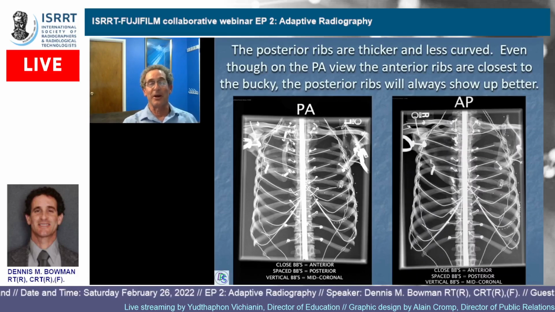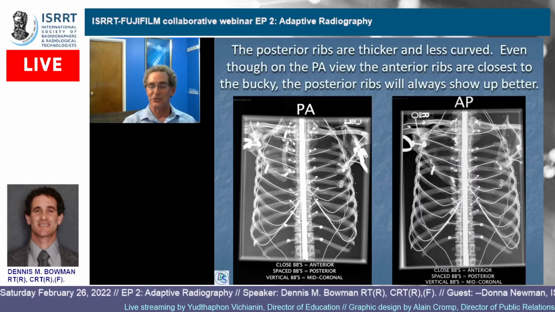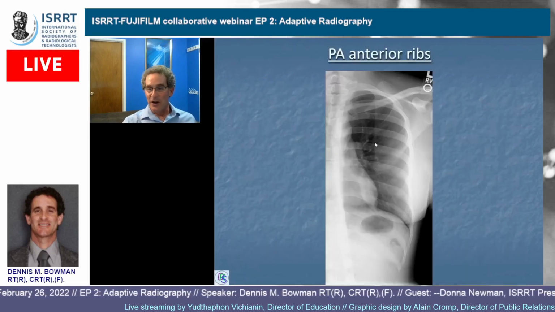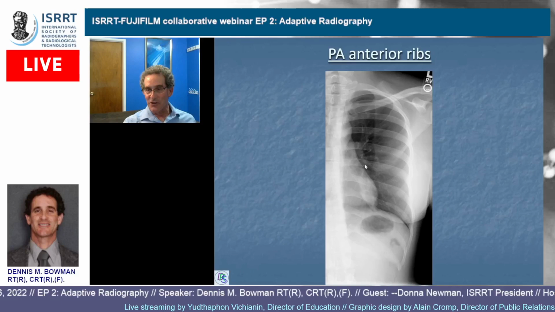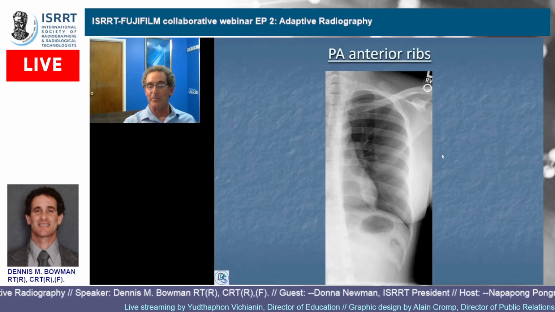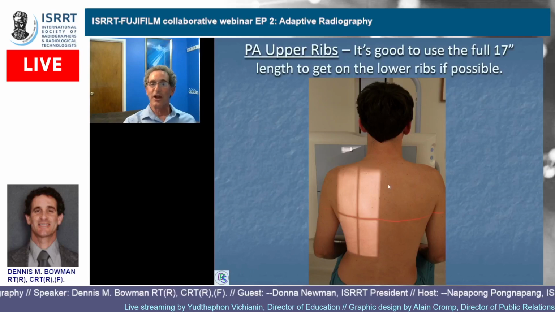So it's a good thing I wasn't the radiologist reading them, because I didn't know the difference between AP, the anteriors and posteriors. So there you have it. That is the posterior rib. That is the anterior rib on a PA shot. So this is how you do it, right?